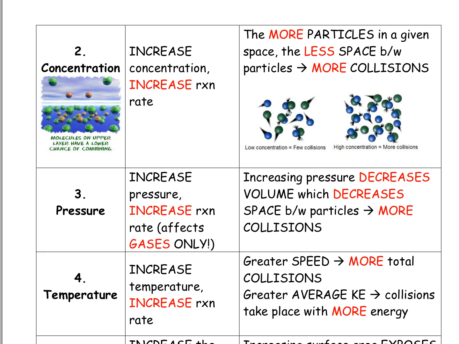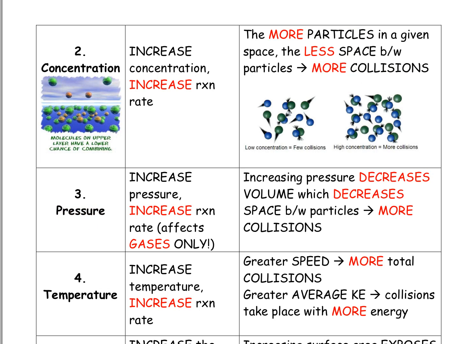Next, we have concentration. This should be logical. If we increase the concentration, we increase the reaction rate. Well, we have more particles in a given space. So if I have less space between the particles, they're more likely to collide. If they're more likely to collide, then we're more likely to have effective collisions. So the reaction will occur faster.